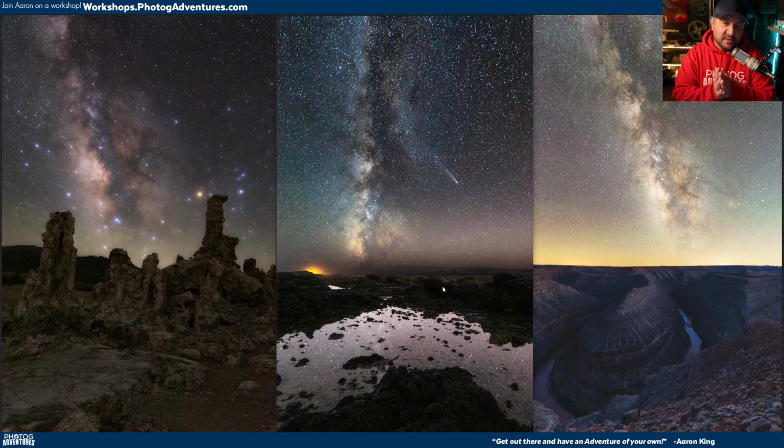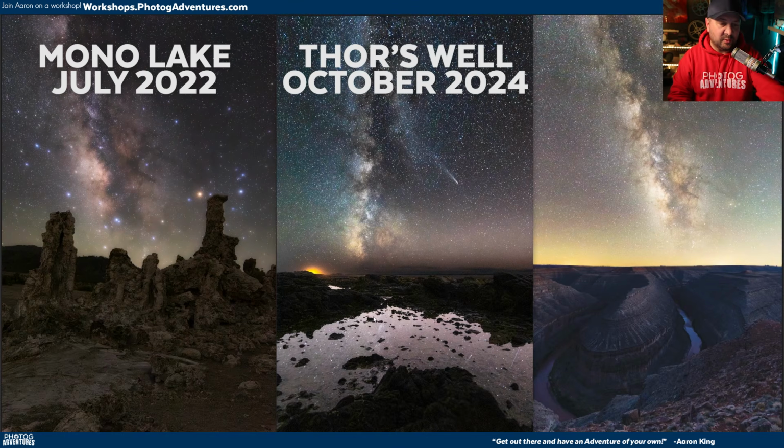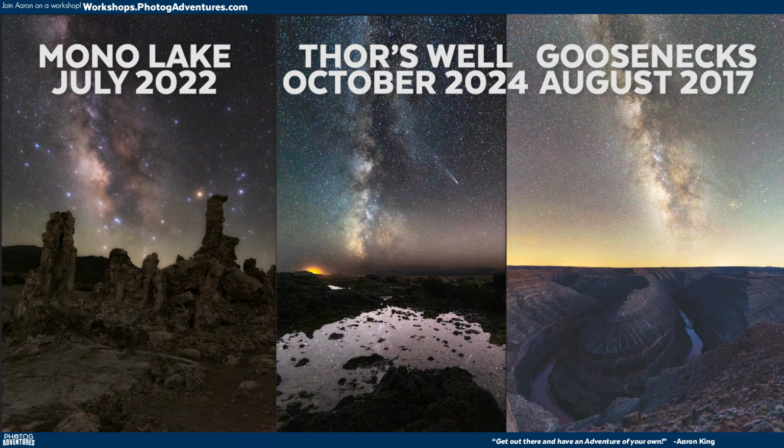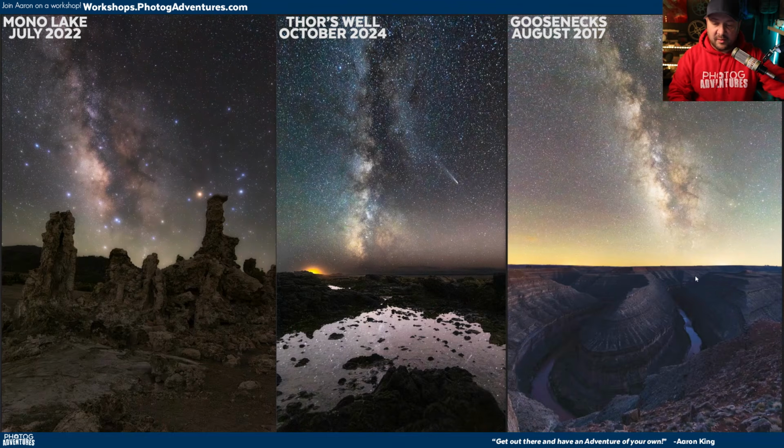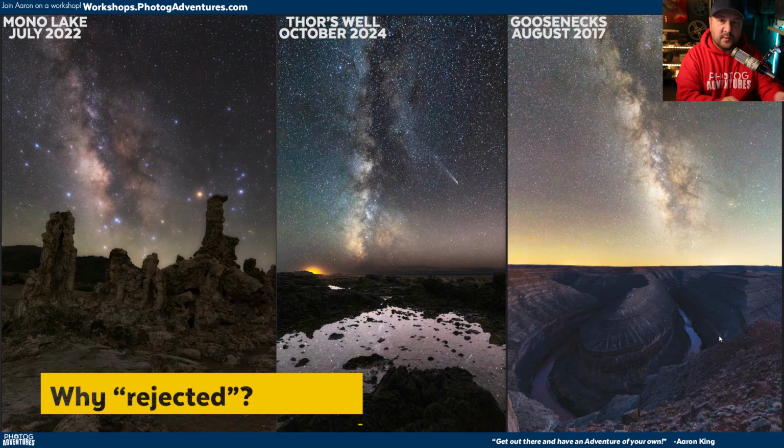Check out these three images. We've got Mono Lake. We have a shot from Thor's Well in the tide pool there, getting a reflection of the vertical Milky Way. And then we have another from Goosenecks that has an almost vertical, the pre-vertical tilt, just like over at Mono Lake, over Goosenecks. And these three images were rejected for different reasons.